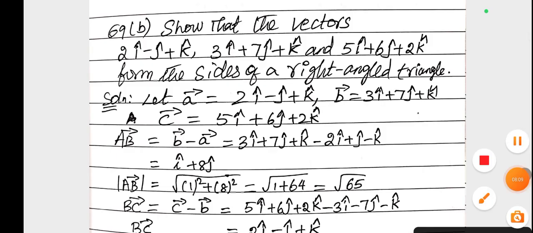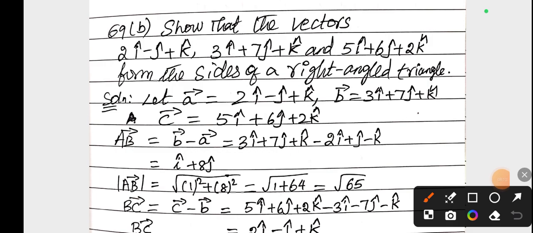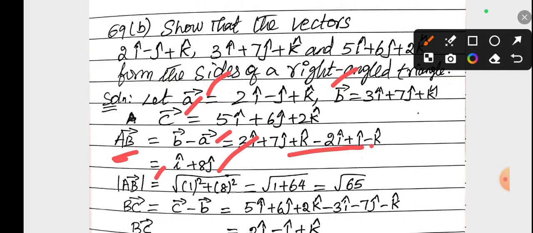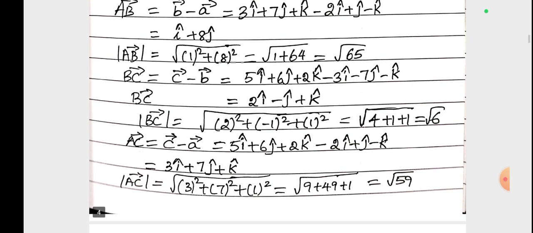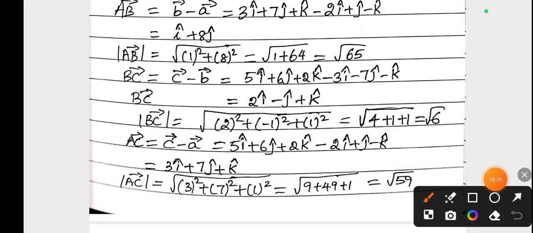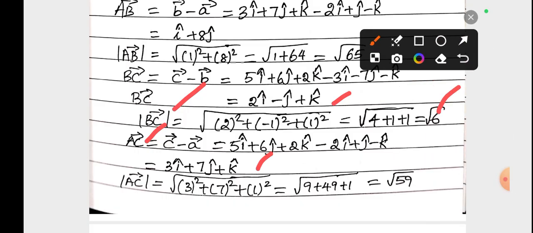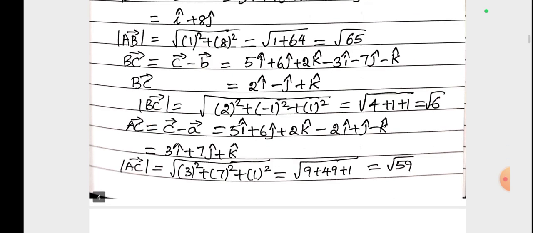We have already done this, so we will do it somewhat fast. It is there even in the book. Take the three vectors A vector, B vector, C vector, and find AB, B minus A, and find the magnitude of AB, we get root 65. Then BC, C minus B, we get 2i cap minus j cap plus k cap. Find the magnitude of BC, we get root 6. Then AC vector, C vector minus A vector, we get 3i cap plus 7j cap plus k cap, and the magnitude of AC is root 59.